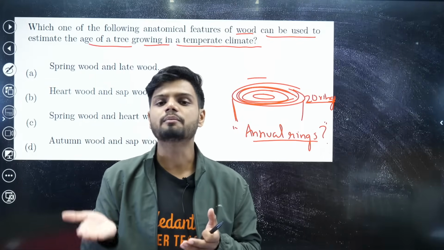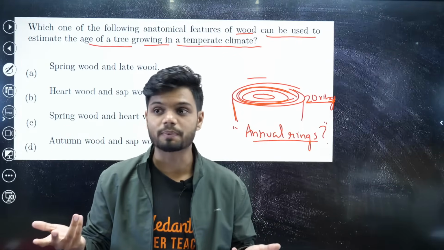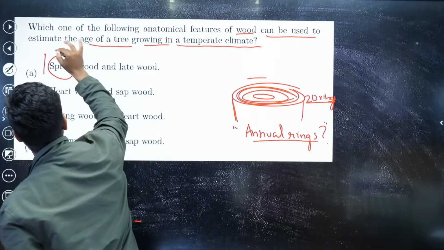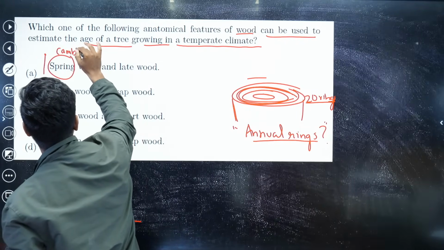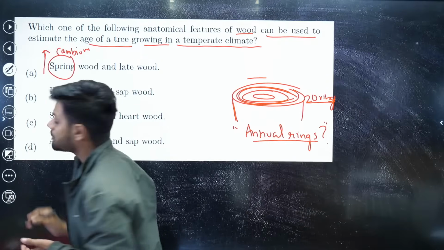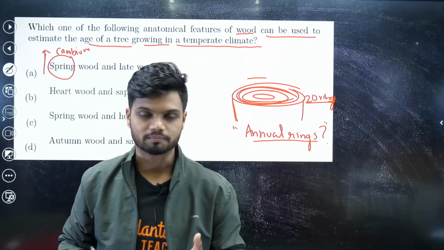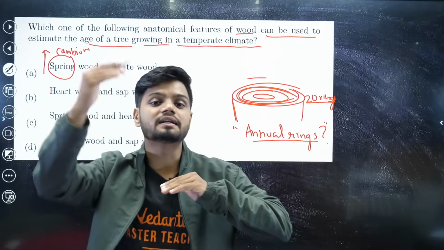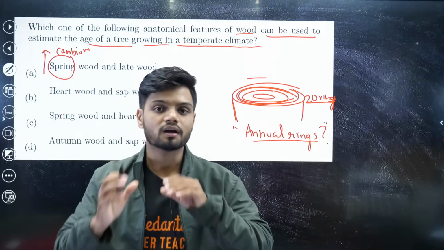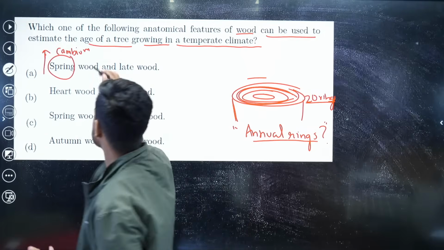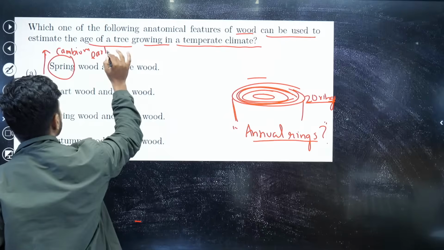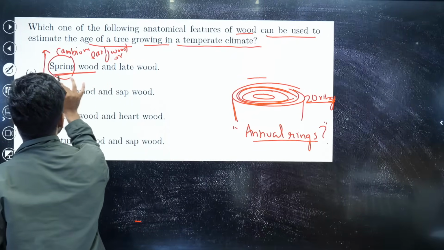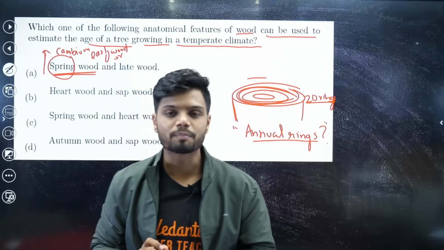So whenever there is high temperature, whenever it is springtime, the activity of cambium increases. And when the activity is increasing, the wood which we get out of it is called early wood, also called spring wood.